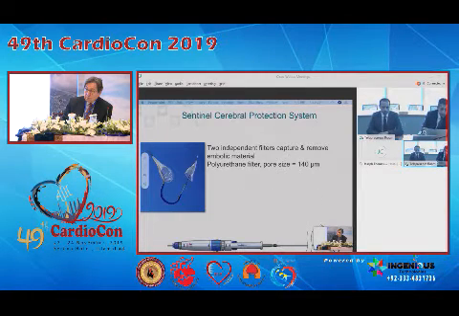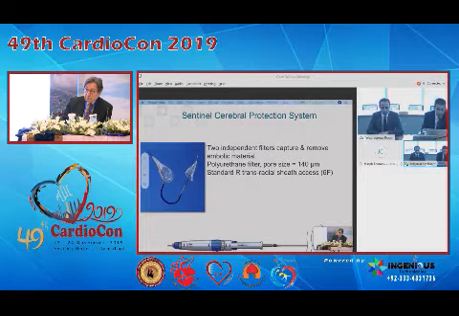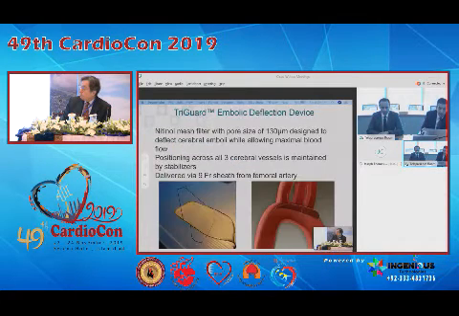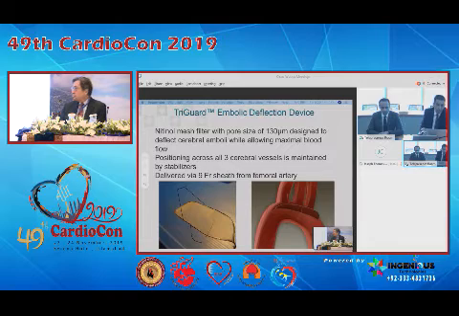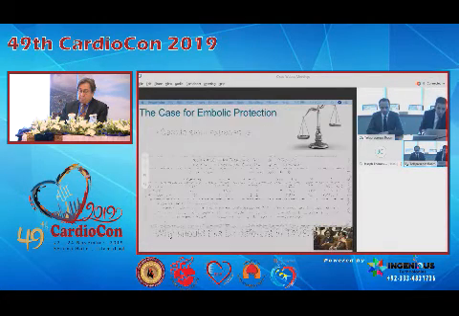So there are a couple of devices on the market. This is one of them, Sentinel. It's delivered through a transradial sheath where you put filters into the bilateral carotids. There's the TriGuard, which is a transfemoral delivery system that, again, blocks across all the carotids. So there are different devices out there.